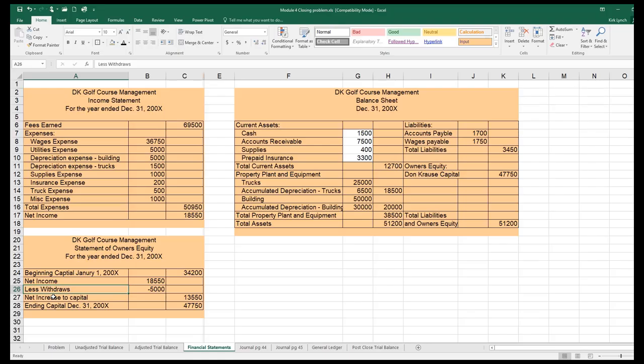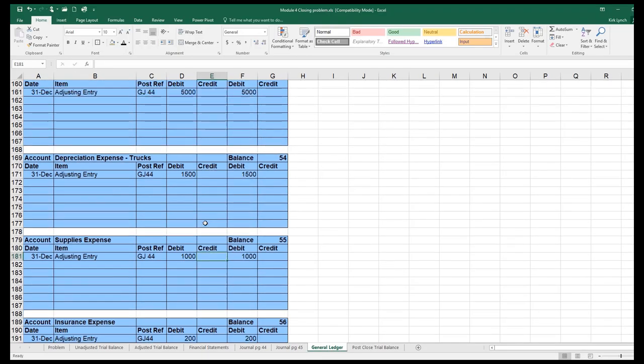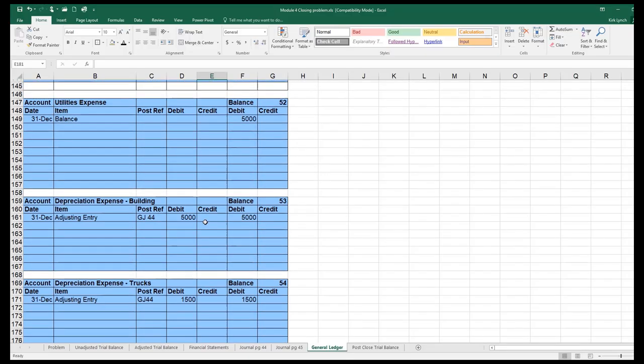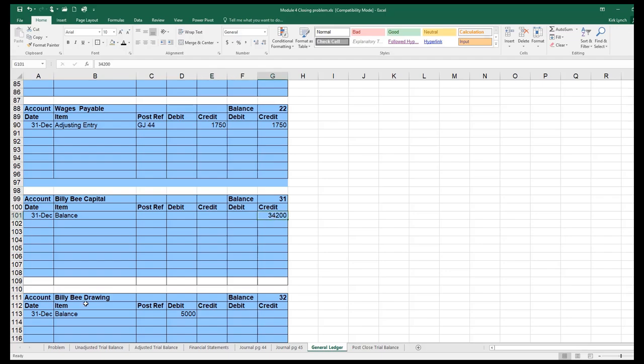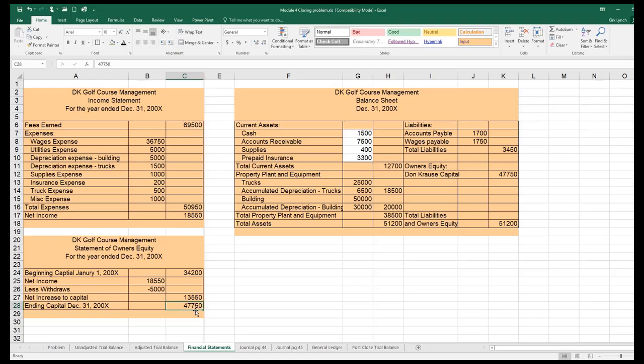And the second part of the closing process is to make the balance of the capital account in our general ledger match this statement of owner's equity. So if we look at our general ledger account and we find our capital account, we can see that the capital account has a balance of $34,200. And we want it to be $47,750, and the closing process will help us get to that point.